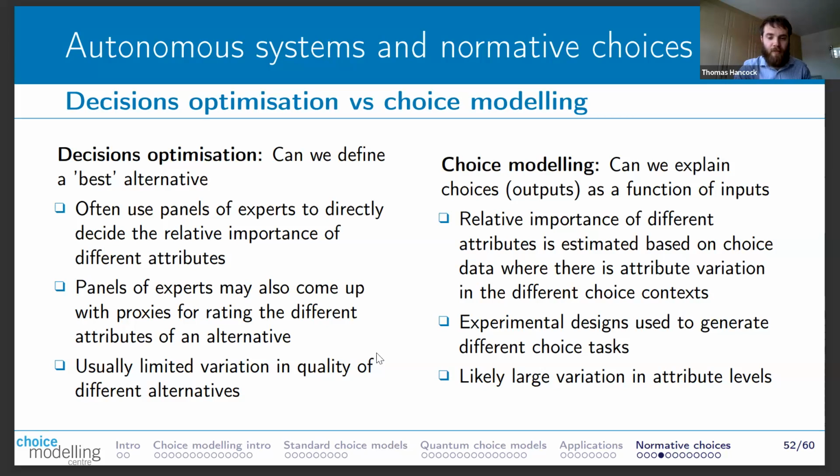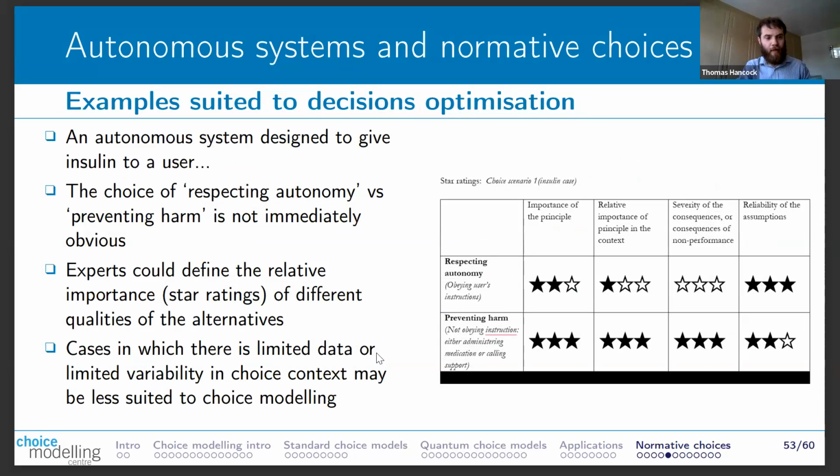And you can do quite clever things in terms of the experimental design of stated preference surveys to look at how to best generate different choice tasks to better understand the relative importance of different attributes. And you will need large variation in attribute levels there. So in a previous meeting with Bev and others at the University of York, we talked a bit about some case studies here.